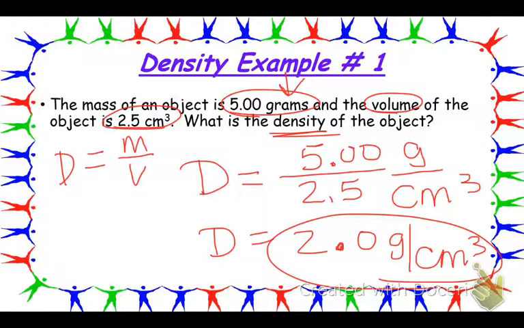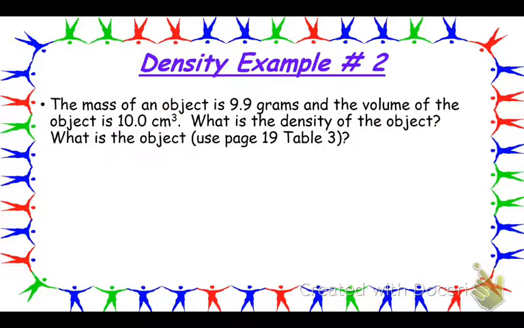Okay. Let's try another one. Alright, so the mass of an object is 9.9 grams, the volume of an object is 10 centimeters cubed. What's the density? And then they want you to use a chart on table 19.